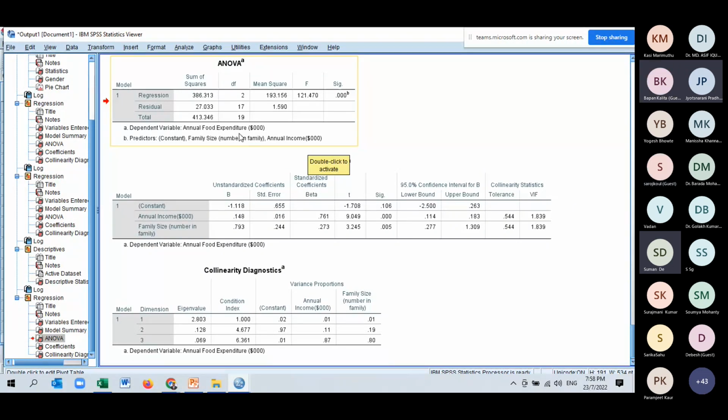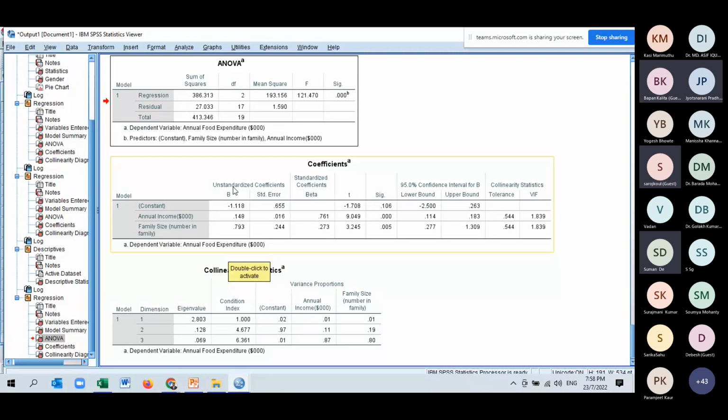So see here, the unstandardized coefficients, both are significant. Annual income influences expenditure, and family size also significantly influences expenditure. Which one influences more? Sorry, based on the beta coefficient, the standardized coefficient, income is more, followed by family size. The standardized beta coefficient tells us which independent variable contributes more. So income contributes more, followed by family size. But the unstandardized coefficient can be used for prediction.